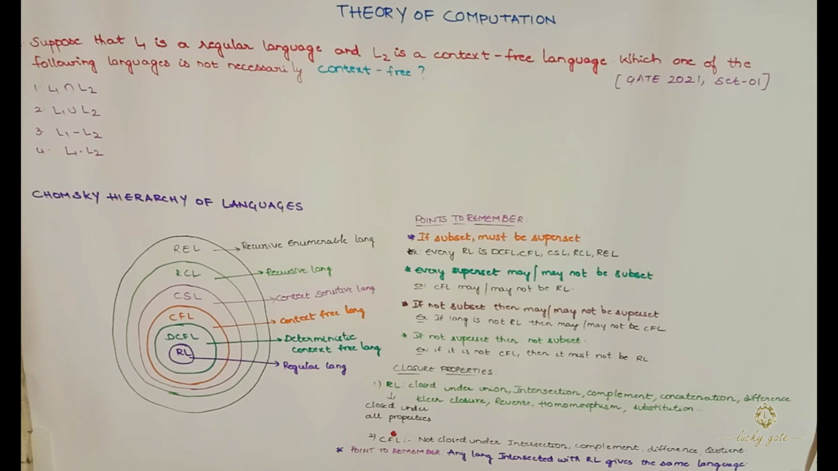Like, CFLs are closed under union, CFLs are closed under concatenation, CFLs are closed under Kleene closure, CFLs are closed under reverse, CFLs are closed under homomorphism, CFLs are closed under substitution. But CFLs are not closed under intersection, complement, difference, quotient. That is, if two languages undergo the intersection operation, then the resulting language may or may not be a context-free language. So we say that CFL is not closed under the intersection property.